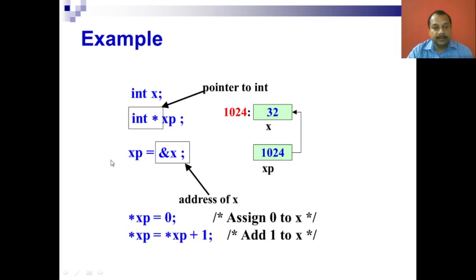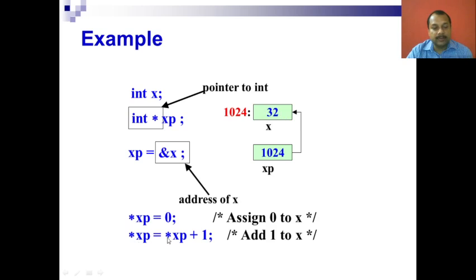So further elaboration, so that you understand the basics of pointers, so that we can study more on this pointer. So int x, int star xp, so this is pointer to integer data type. Now xp equals to ampersand x, because it will store the address of x. Now this xp, 1024, is the address of this x where 32 is stored. So star xp equals to 0. When I say this, where will be the change? Star xp means the content of x, so the change will be here.